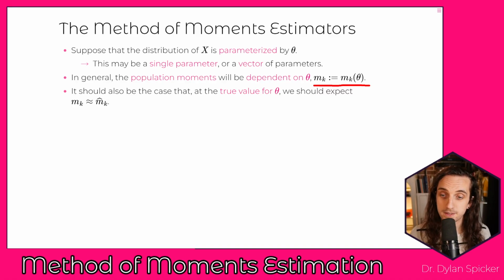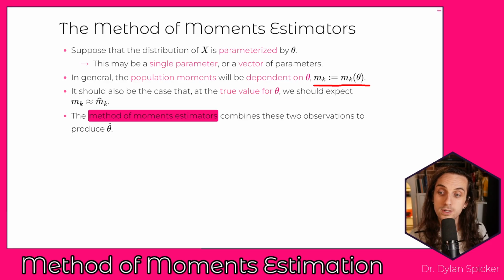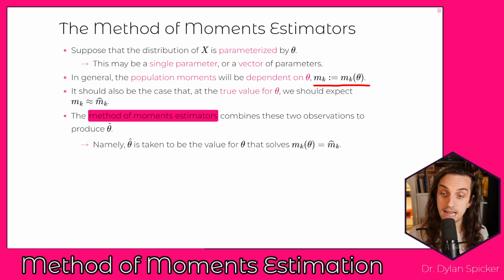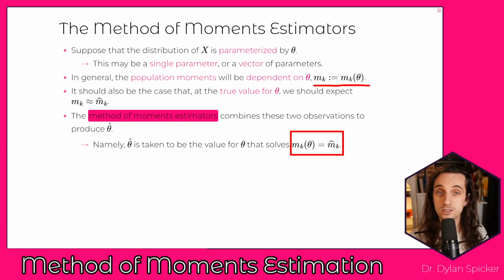And so then what we can do is form what we call the method of moments estimators by combining these two different observations in order for us to produce an estimator, theta hat. So theta hat is going to be the estimator that solves for theta if we set our sample moments equal to our population moments. So we have a function of theta, we set that equal to our sample moment, and then we solve, and whatever the value that we're solving for, that's going to be theta hat.